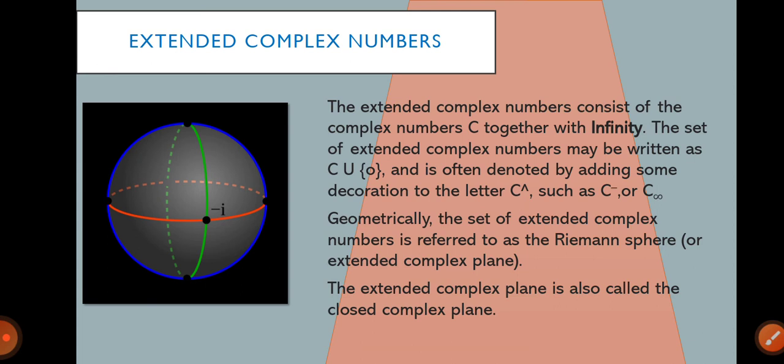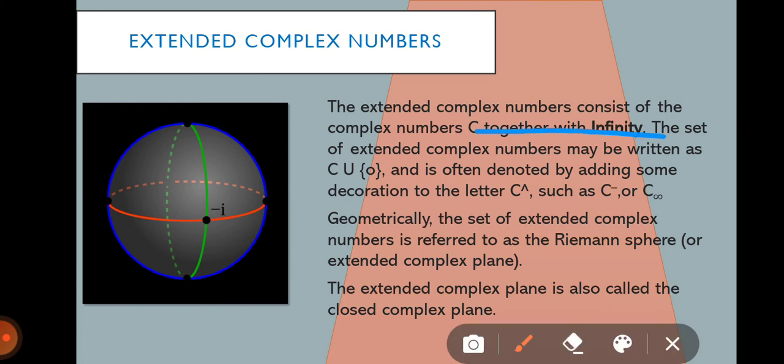Now the extended complex numbers consist of the complex numbers C together with infinity. The set of extended complex numbers may be written as C union infinity and is often denoted by adding some decoration to the letter C, such as C hat, C bar or C infinity. Geometrically, the set of extended complex numbers is referred to as the Riemann sphere or extended complex plane. The extended complex plane is also called the closed complex plane.